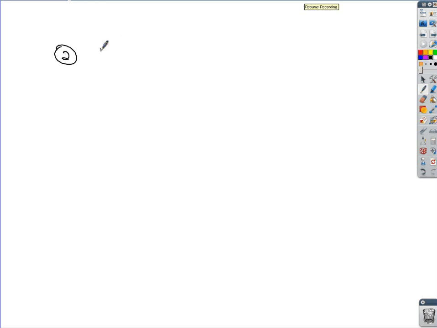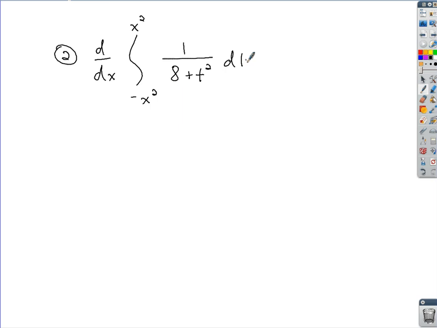All right, for this second one, we'll take the derivative, apply it to an integral defined on an interval, -x² to x². So basically, those are my two functions I'll be playing with and plugging in here for the second fundamental theorem. We apply all this to a function of 1 over 8 plus t². Got our dt at the end.